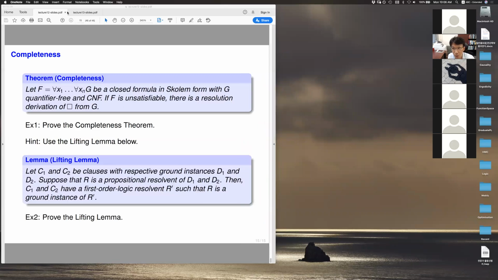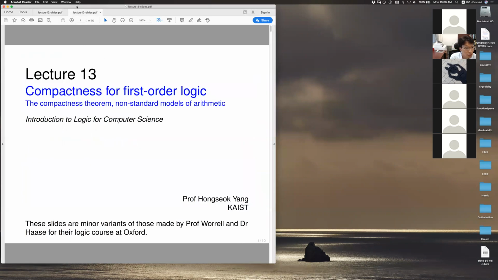Does anybody have any questions about this? Okay, then we'll move on to the next part, which is the compactness of first order logic.